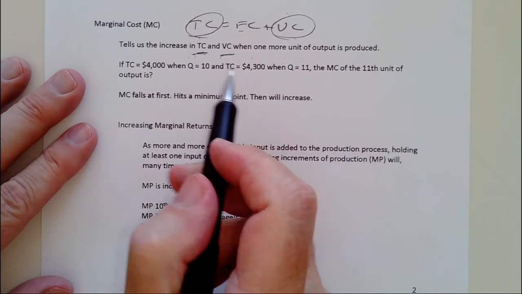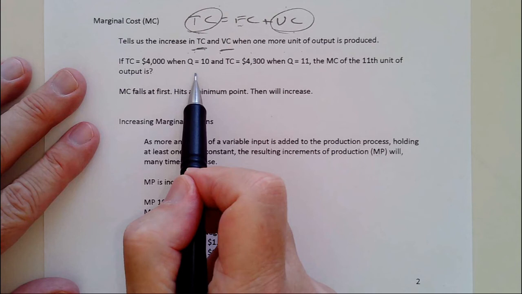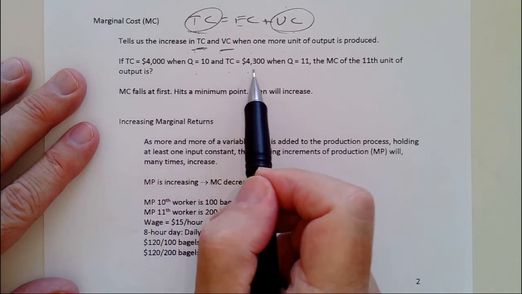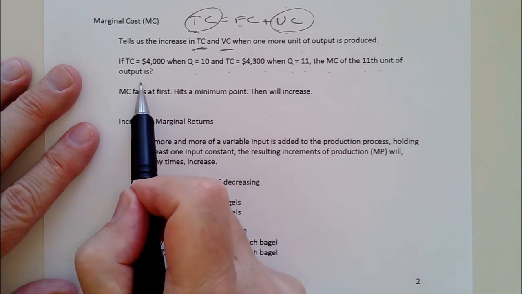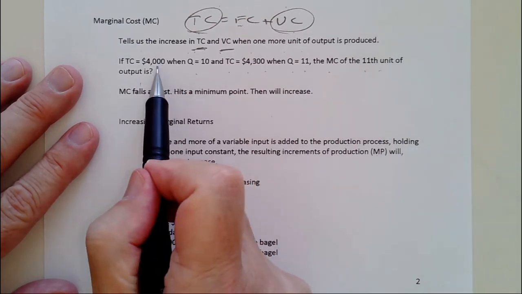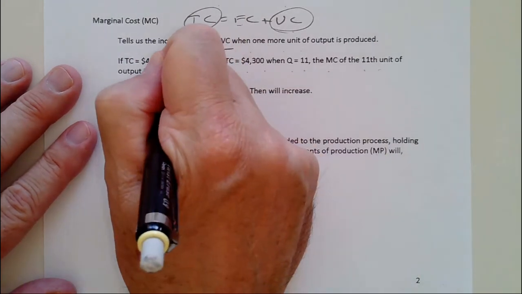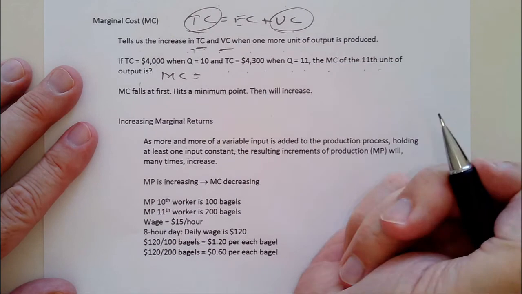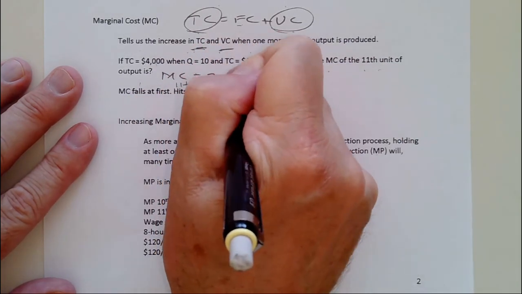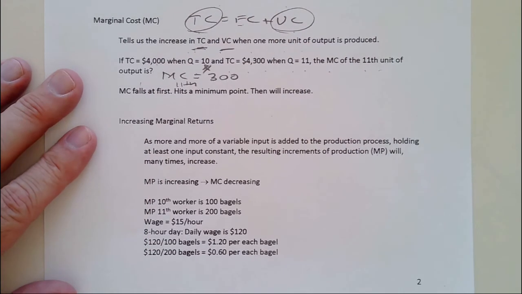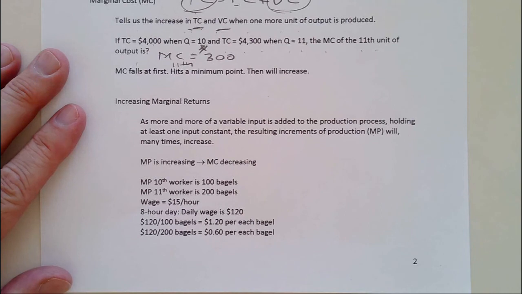So for right here, if total cost is $4,000 when output is 10, and total cost is $4,300 when output is 11, what's the marginal cost of the 11th unit of output? Very simply, what did it do? Total cost went up by 3,000. Sorry, it went up by 300. So the marginal cost for the 11th unit would be $300. Marginal cost also falls at first, hits a minimum point, and then will increase.